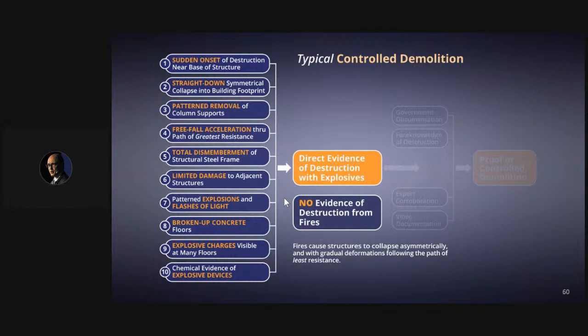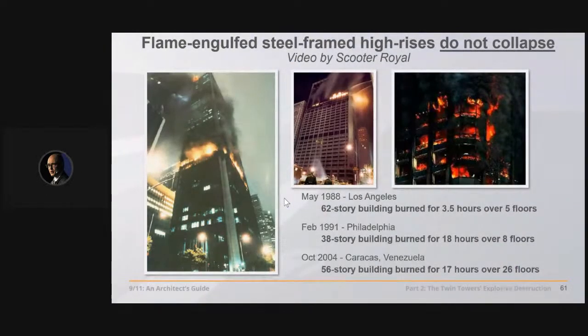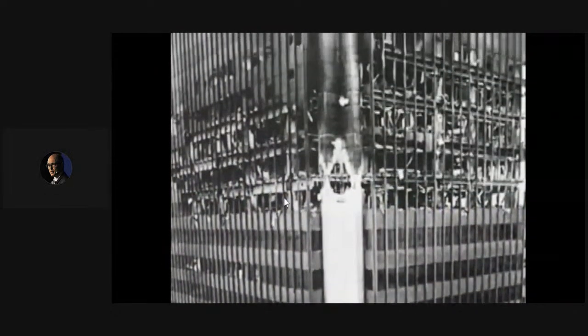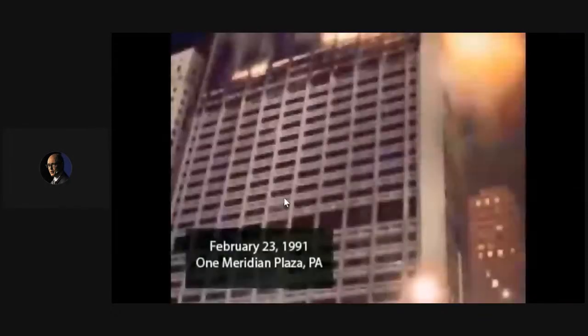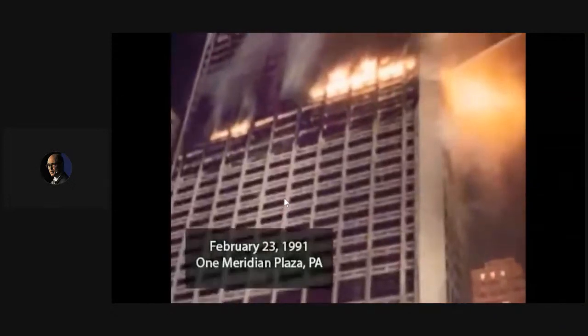Fires cause structures to collapse asymmetrically with gradual deformations following the path of least resistance. In fact, there's been a series of case studies, 100 fires in high-rise buildings that have never brought down one of them before 9/11. Let's take a look. May 4th, 1988, the First Interstate Bank, a 62-story building in Los Angeles, California, suffered a 3.5-hour fire which burned across 5 floors and caused an estimated $200 million of damage. It did not collapse.